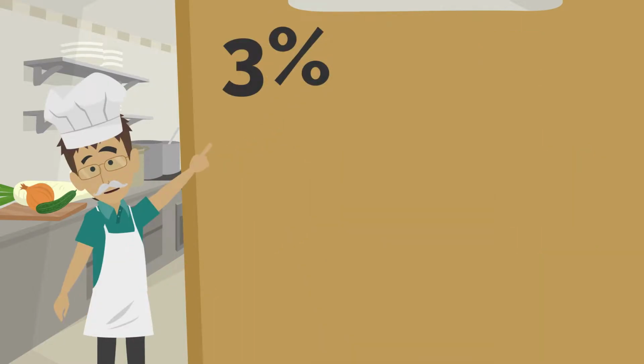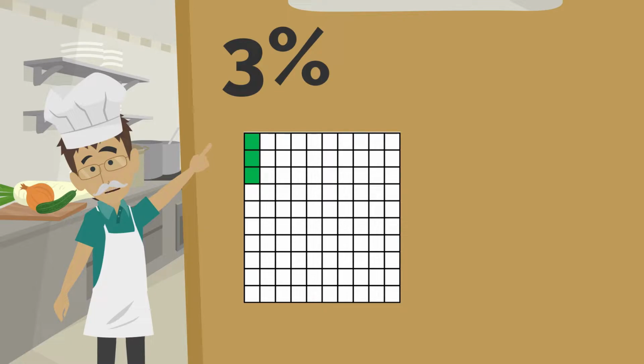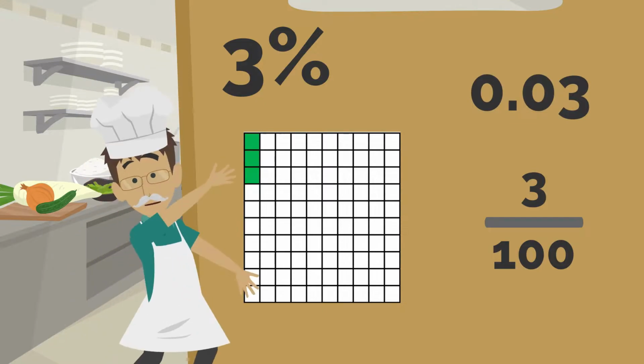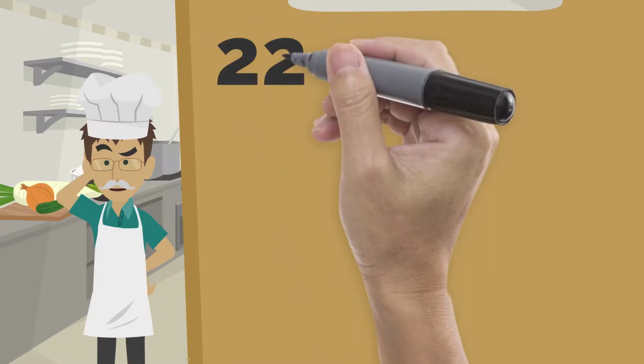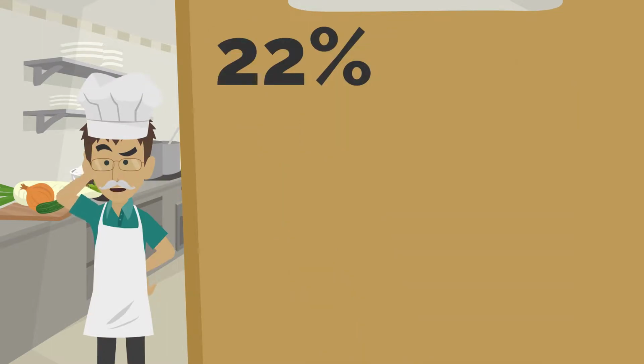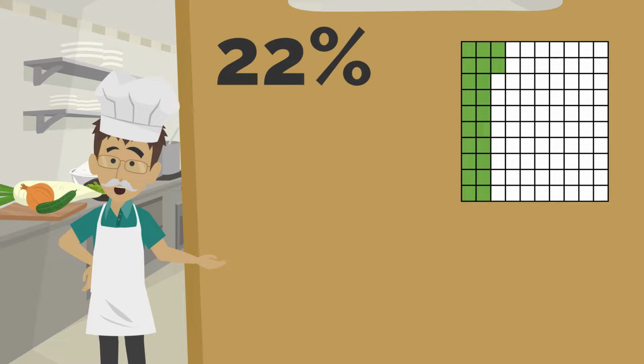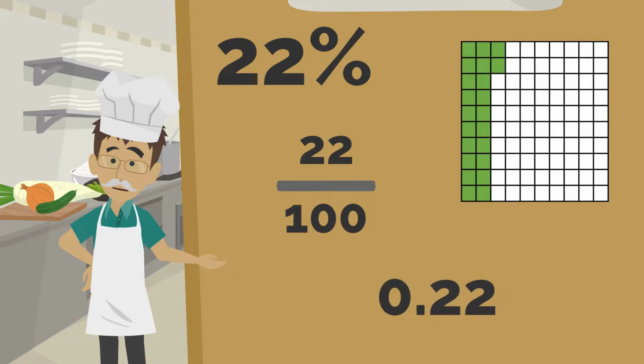3% means 3 parts out of 100. I can write it as the fraction 3/100ths or the equivalent decimal 0.03. Notice that all three represent the same amount. What do you think 22% would be as a fraction and a decimal? 22% represents 22 parts out of 100 and is the fraction 22/100ths and the decimal 0.22.